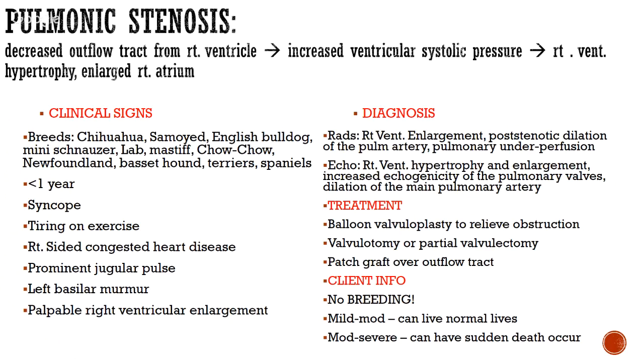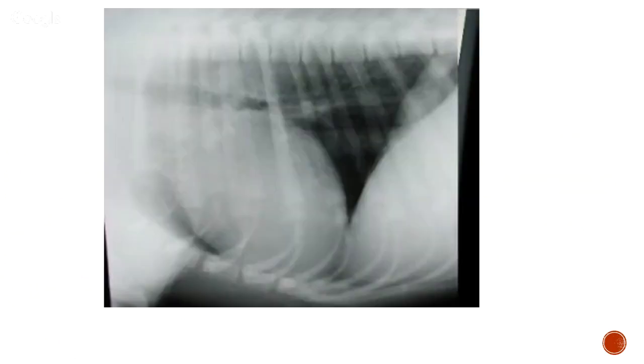Do not breed these animals. If they have a mild to moderate pulmonic stenosis, they can live very normal lives. But if it's moderate to severe, sudden death can occur.